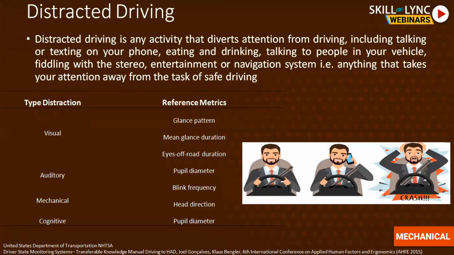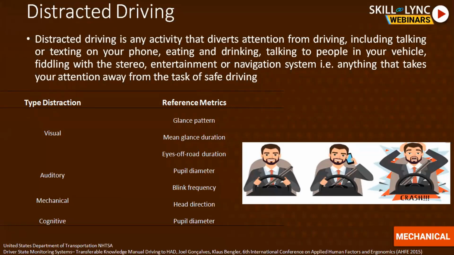Auditory distractions are anything, for example, if your cell phone rings or a sound around your vehicle. Blink frequency and pupil diameter are key measurements here. And same for the cognitive one, for example, any of us driving a vehicle and thinking about something that happened at home. It's possible that we can detect those things through pupil diameter. And a lot of researchers have gone through this.